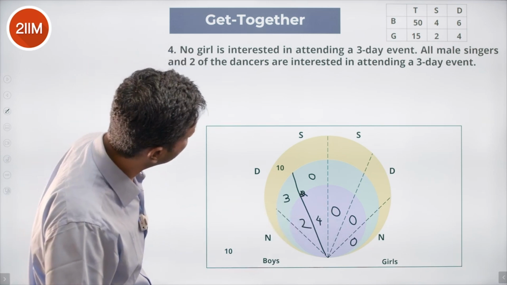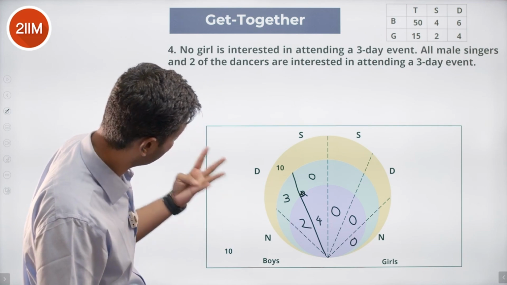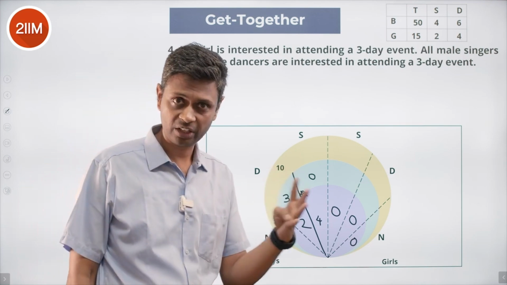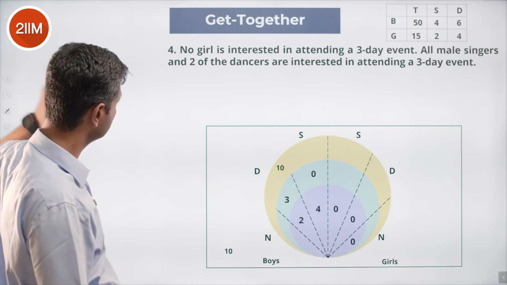How many girl singers are there? 2 girl singers are there and 4 girl dancers are there. She'll have to figure that out.